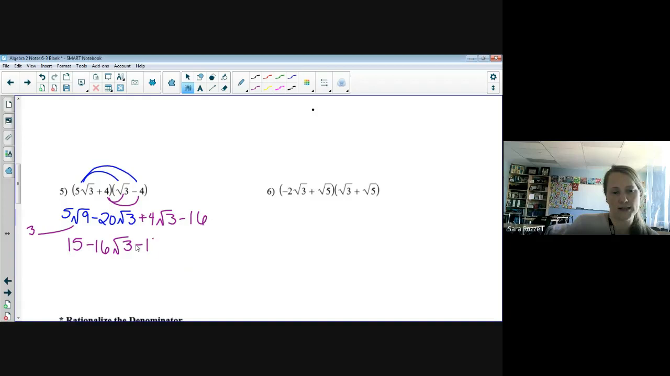Then I have a minus 16 at the end. Are there any like terms that we can combine that are left? The 15 and the negative 16, and that's going to make a negative 1.